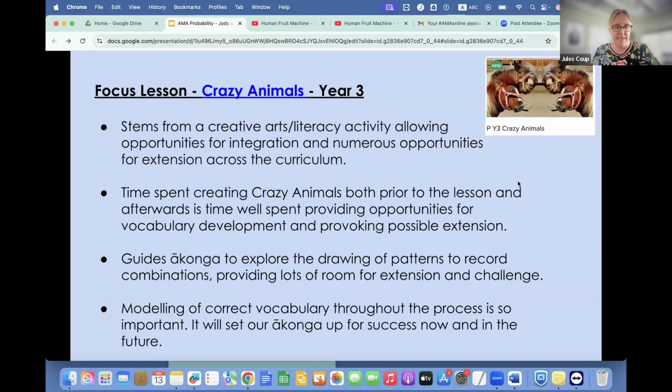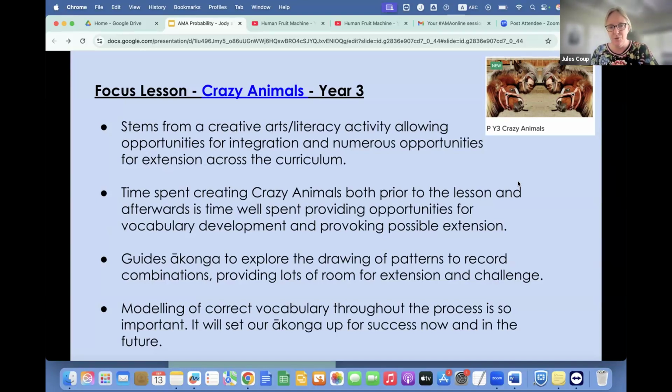Okay. The next one we're going to talk about is Crazy Animals. This is a lesson that's actually around combinations, and it's based on those drawing activities you do with children where you draw an animal and then cut it into heads, middle parts, and tails, and you draw a second animal and mix the animals up to make new animals. So it's based on the idea of creating crazy animals.